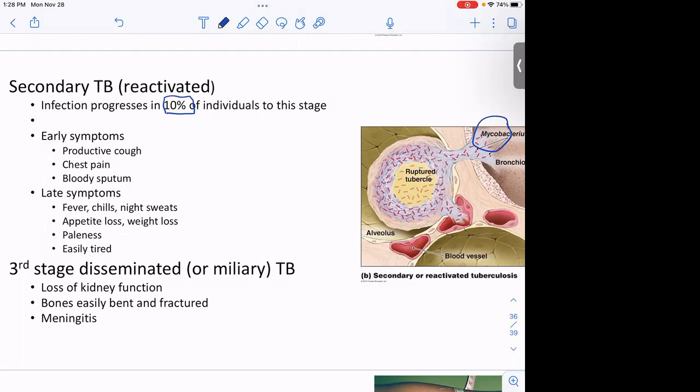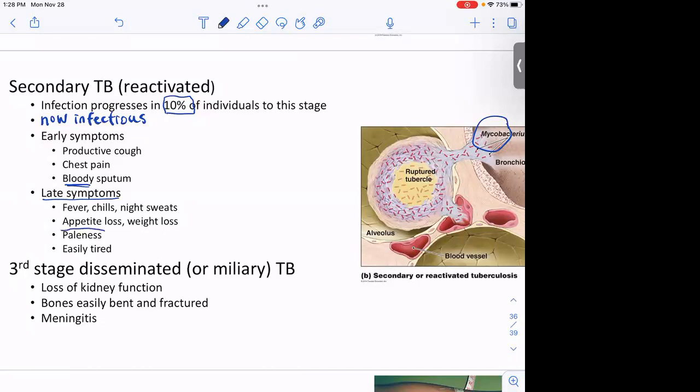But when those tubercles rupture, and now live mycobacterium are spilling into the bloodstream or into other areas of the body, we call that secondary TB, or sometimes reactivated TB. Now the patient is infectious and they start having symptoms. They have a very productive, phlegmy cough, sometimes tinged with blood. Their chest is going to hurt. And then later on, as that keeps progressing, this is the stage of the late symptoms, where it kind of consumes the patient. So they are feverish, with chills, night sweats, they have no energy, they have no appetite, they lose weight.